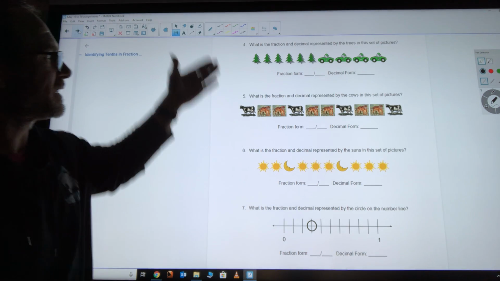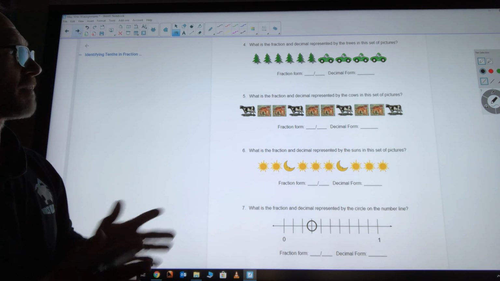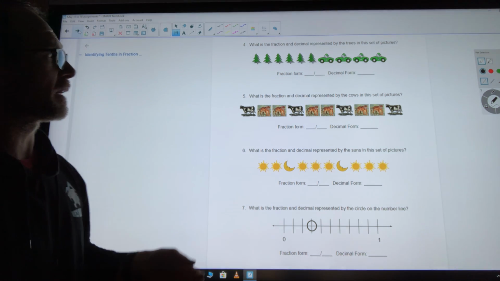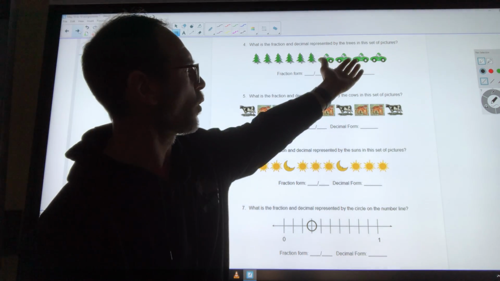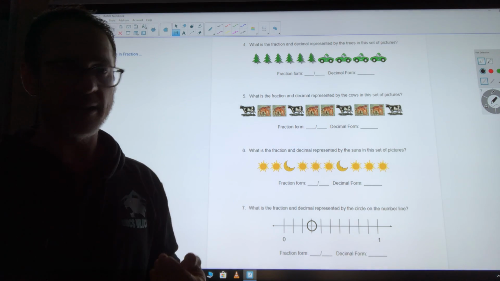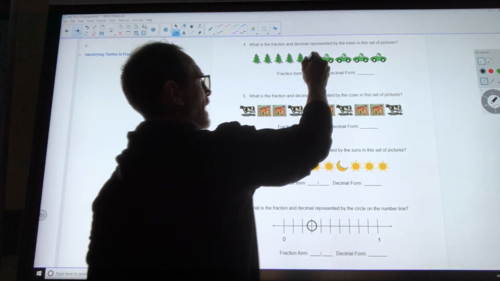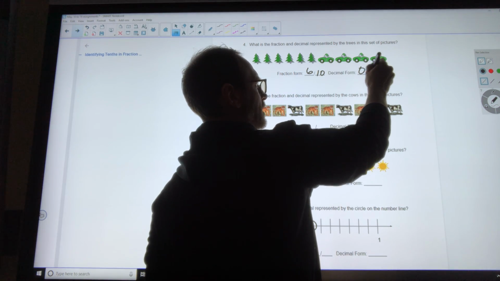The next ones we had were sets of pictures. And so number 4, I asked you, what is the fraction and decimal represented by the trees in this set of pictures? So as you can see here, I have 6 trees and 4 cars. So there's 10 pictures in total. 6 of the 10 are trees. So in fraction form, we'd show that as 6 tenths, and in decimal form, we would show that as 0.6.